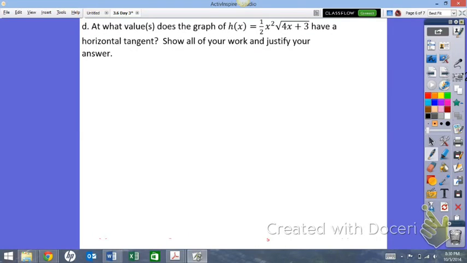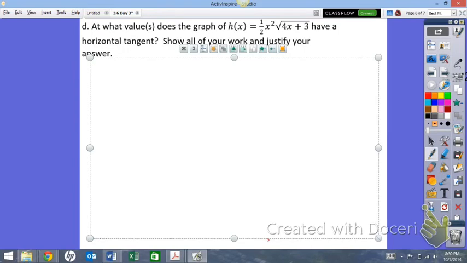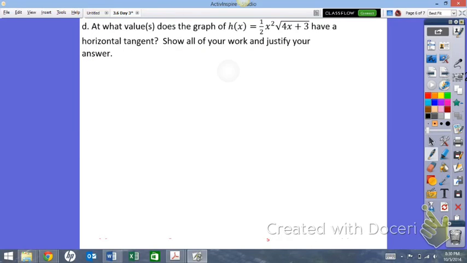Okay, last one. This is example 5. At what value or values does the graph of h of x equals 1/2 x squared times the square root of 4x plus 3 have a horizontal tangent? So functions have horizontal tangents when the slope of the tangent line is 0, right? That's how I get a horizontal line. So I'm wanting to identify when the slope of the tangent line is equal to 0.